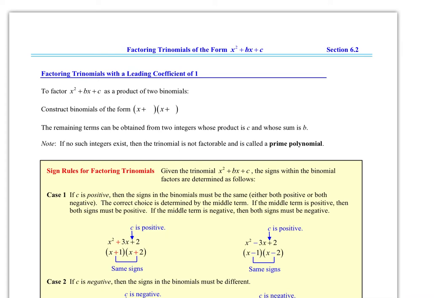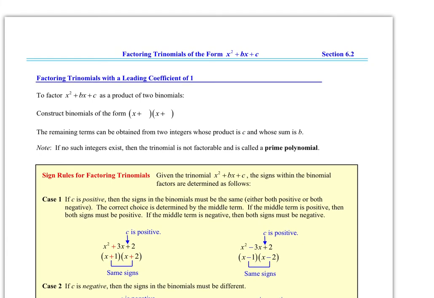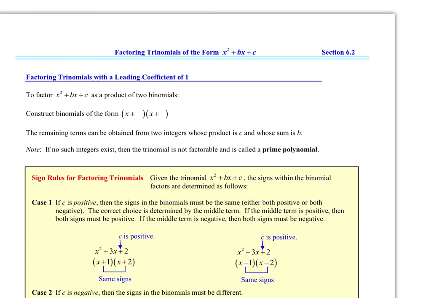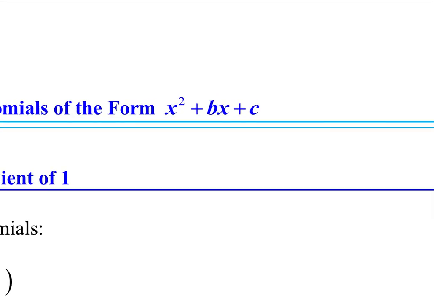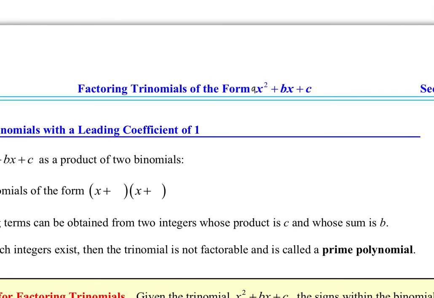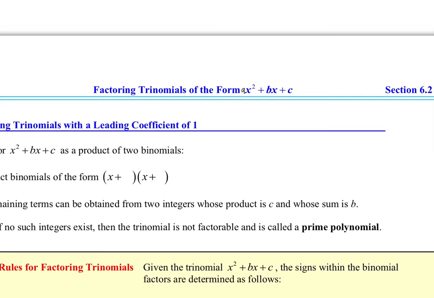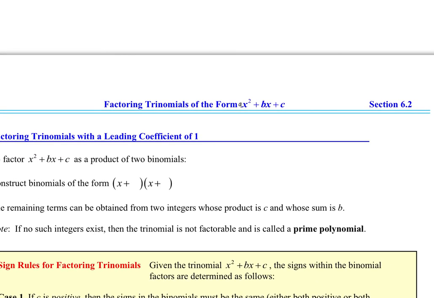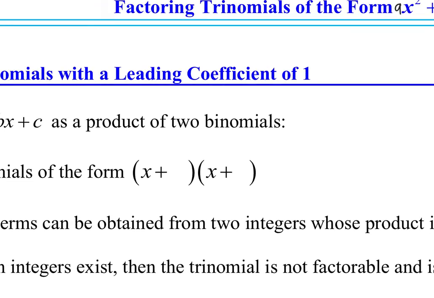In section 6.2, we're going to learn how to factor trinomials, and they're going to be in the form of x squared plus bx plus c. You will also see it written as ax squared plus bx plus c. I like that. It's in alphabetical order. Anyway, right now it's going to start out as a three-term polynomial, but what we're going to end up with are two binomials.